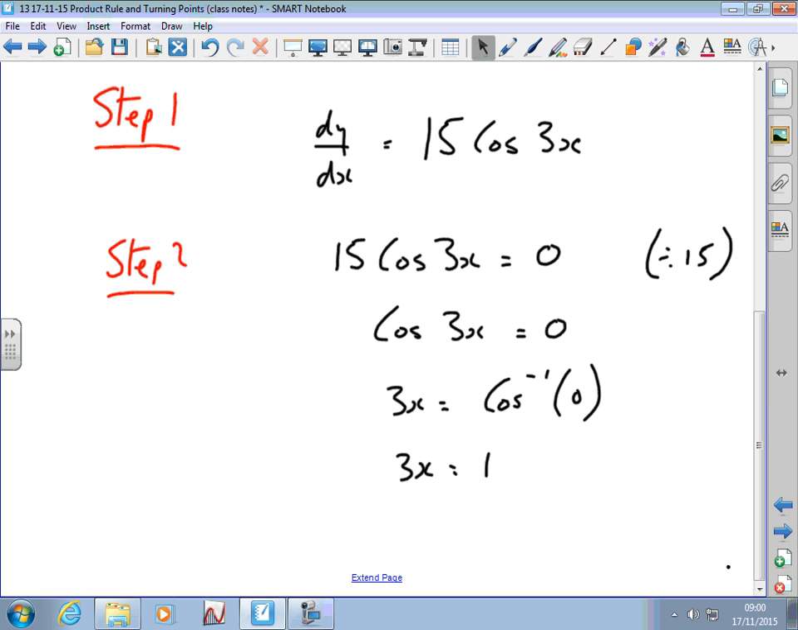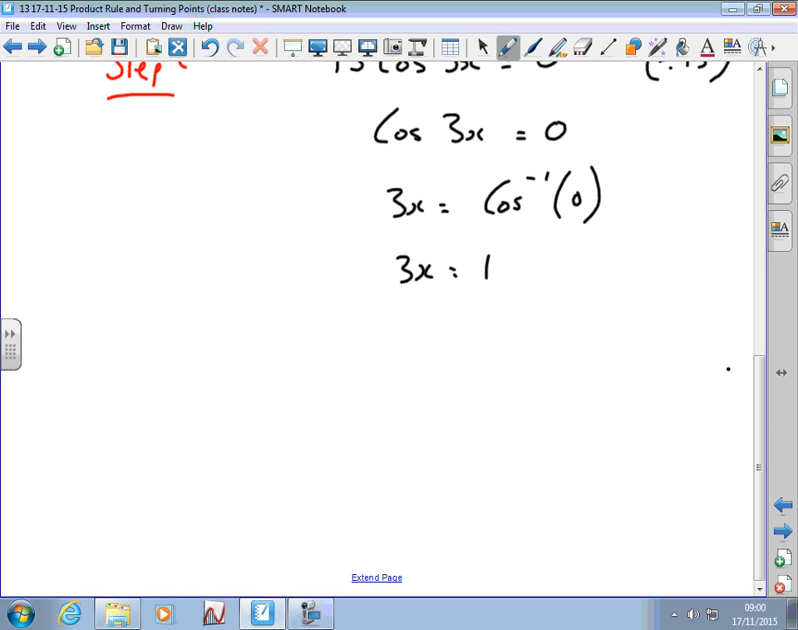If in doubt, do it on your calculator, and check you're in radians. So now x equals a third. Divide both sides by 3. Done.